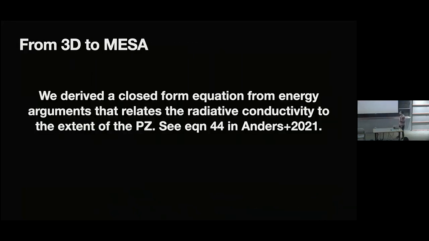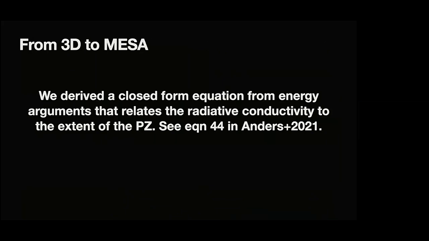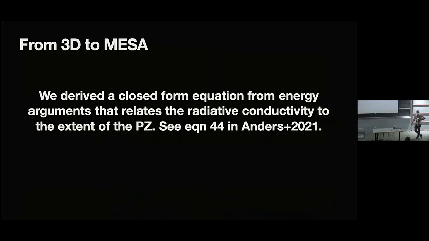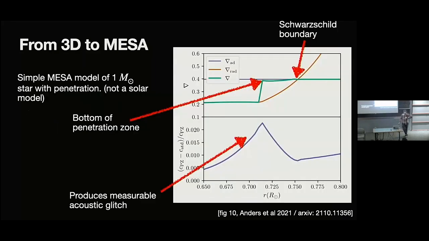Okay, the last thing I want to talk about is that we want to move this from 3D to MESA. This is the whole point of what we've been talking about. We derived a closed form from that integral constraint I talked about a couple slides ago, from those energy arguments, and it relates the radiative conductivity to the extent of the penetration zone. In MESA terms, it's equation 44 in our paper. But Adam is great and implemented it in MESA for us.